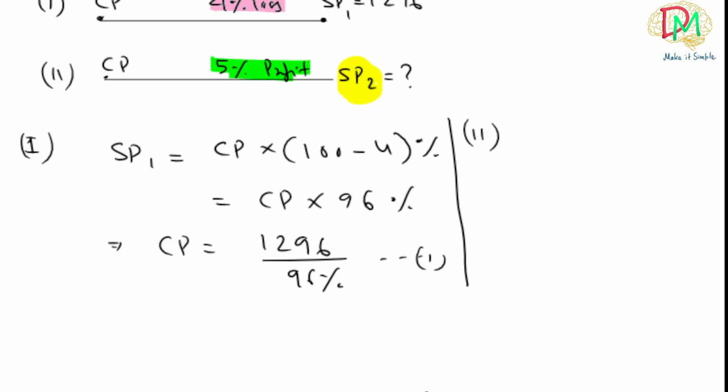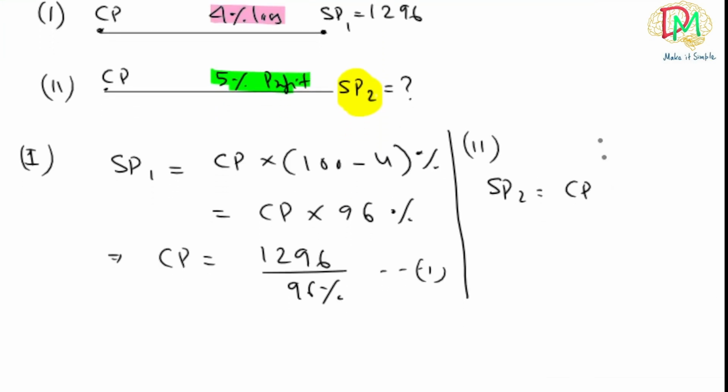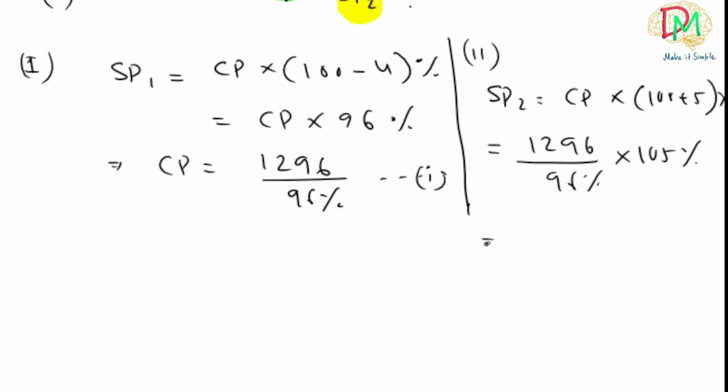And from the second, SP2 is equal to CP into, since both CP are the same because it is given that the same article is sold, so the cost price remains the same, and since it is 5% profit, 100 plus 5%. Now we replace the CP from equation 1, and we get 1296 by 96% into 105%. Now simplify this, we get 1296 into 105 by 96.